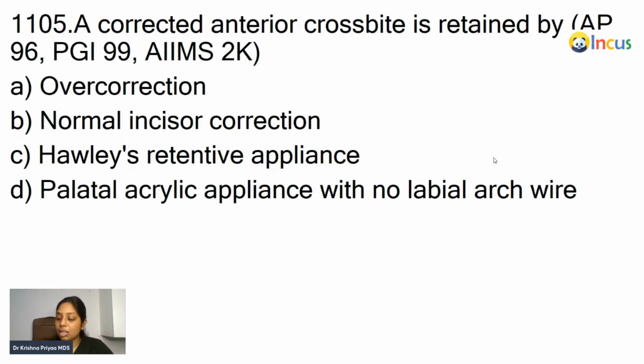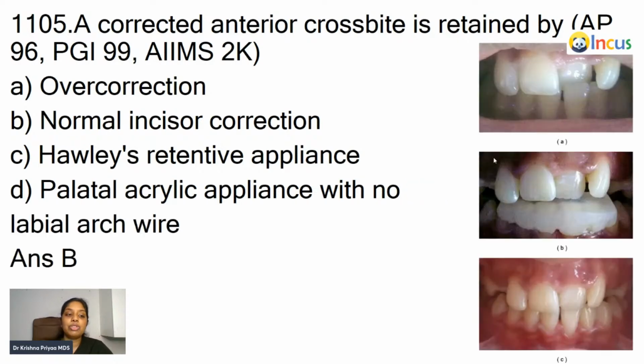A corrected anterior crossbite is retained by overcorrection, normal incisal correction, Hawley's retentive appliance, or palatal acrylic appliance with no labial arch wire. We just now saw that, right? Crossbite is retained by the normal incisal correction. We generally don't do overcorrection, or employ any retention appliance just for the sake of maintaining it. The normal incisal correction by itself is eventually okay in maintaining the retention in that particular scenario.